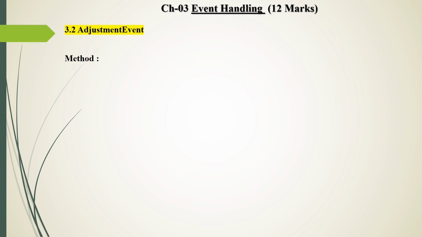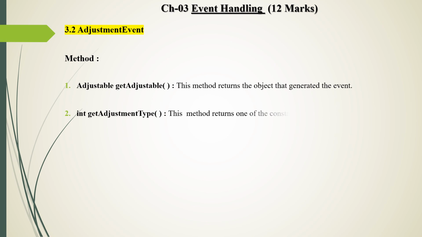Next we have the methods of the adjustment event class. First method is get adjustable. This method returns the adjustable object, and this method does not have any parameter. This method returns the object that generated the event. Second method, get adjustment type. This method returns an integer value and does not have any parameter. This method returns one of the constants defined by the adjustment event. So in the previous slide we saw 5 constants. This method returns one of the constants from those 5 constants.